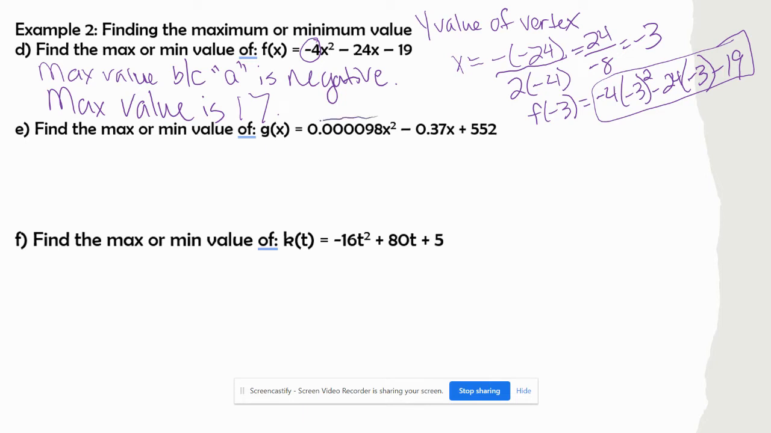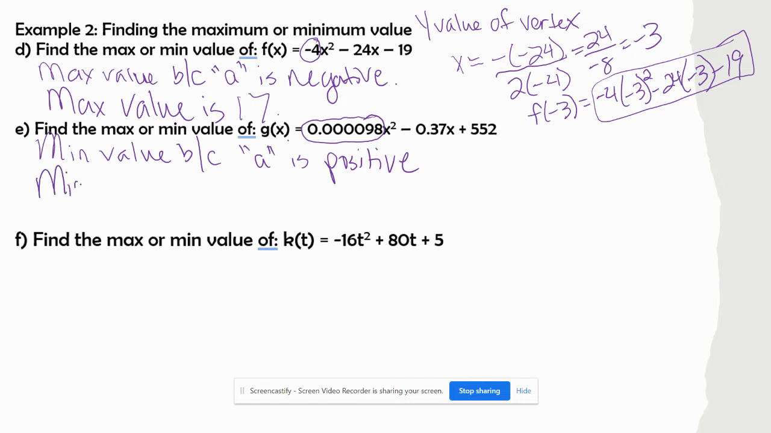Our next example, here is our A value. This will be a minimum because that A value is positive. To find that minimum value, we start with x equals negative b, which is negative 0.37, over 2 times a. Be careful with your zeros there.